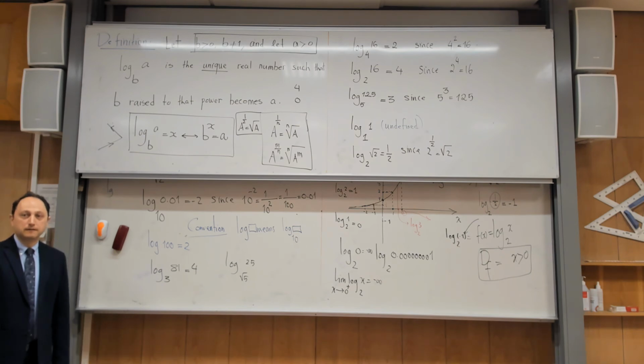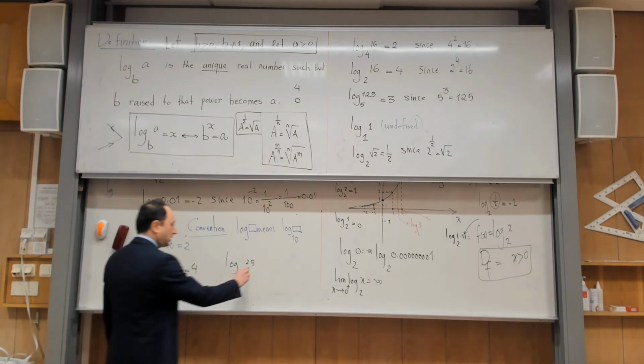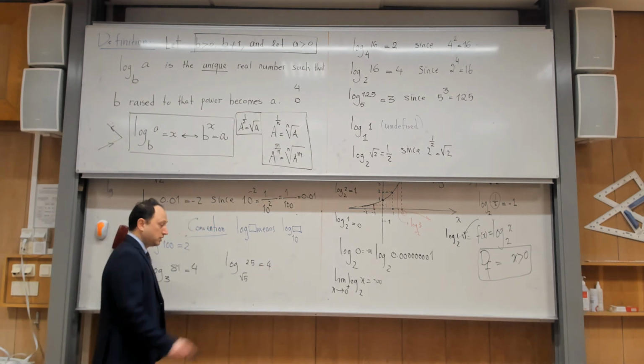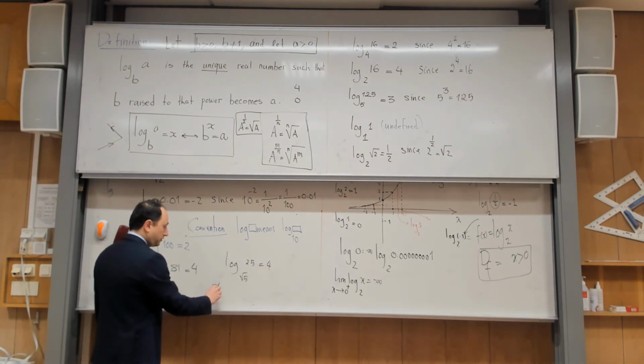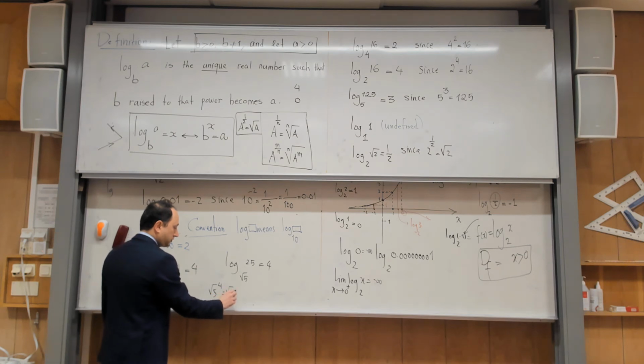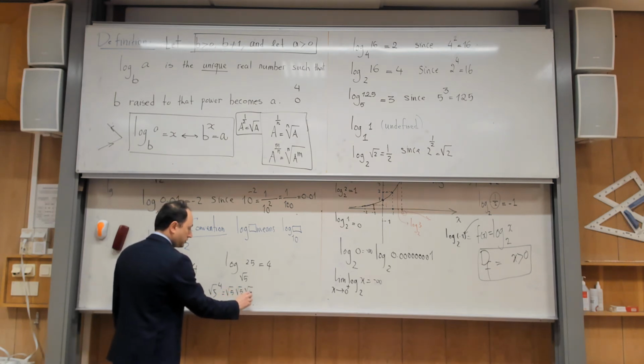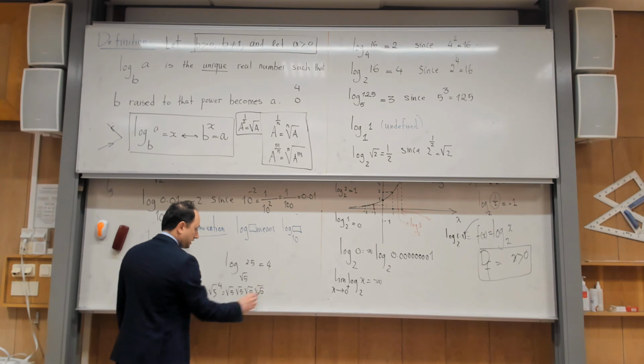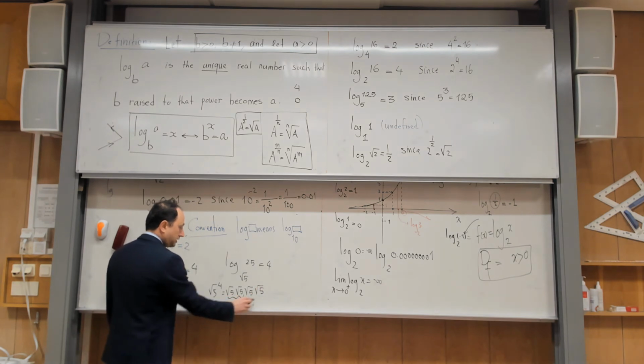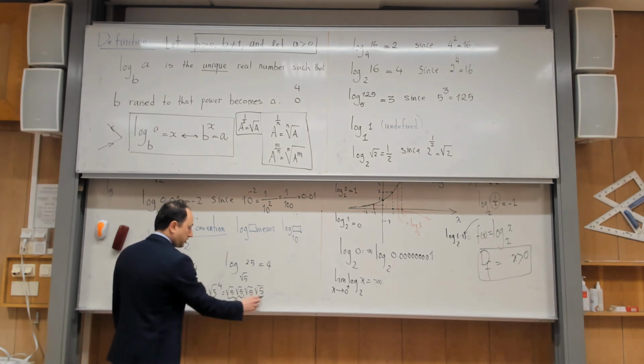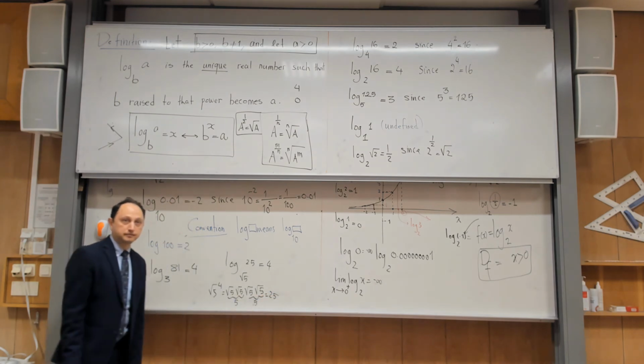What's this? Yes? Sergey? No? Yes? 4. That's 4. Why? Because the square root of 5 to the power of 4 means the square root of 5 times the square root of 5 times the square root of 5 times the square root of 5. Yes? But this one becomes 5, and this one becomes 5. Then 5 times 5 is 25.